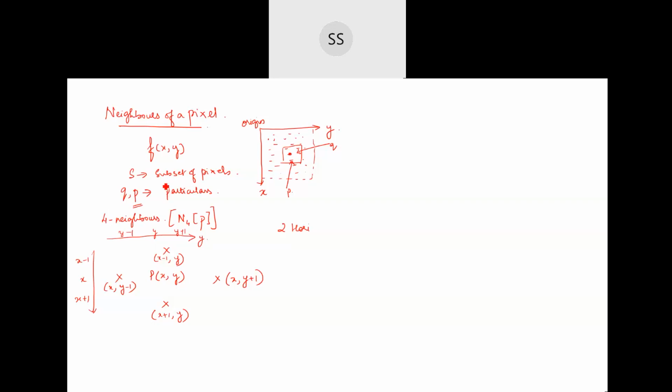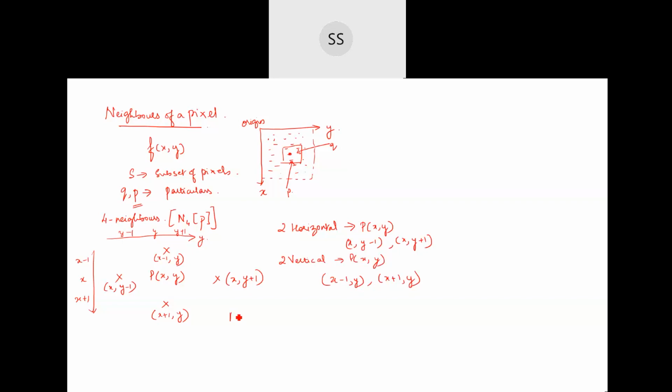I was talking about the two horizontal neighbors of my p of x comma y, which are x comma y minus 1 and x comma y plus 1. They are the two horizontal neighbors. Then I have two vertical neighbors of p of x comma y, which are at position x minus 1 comma y, and the other one is at position x plus 1 comma y.